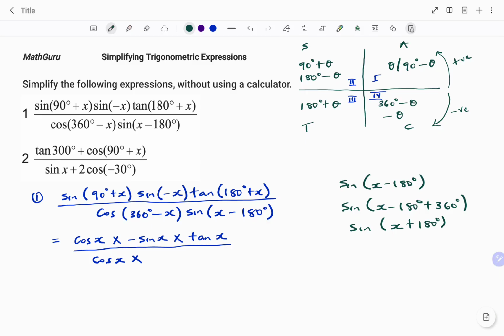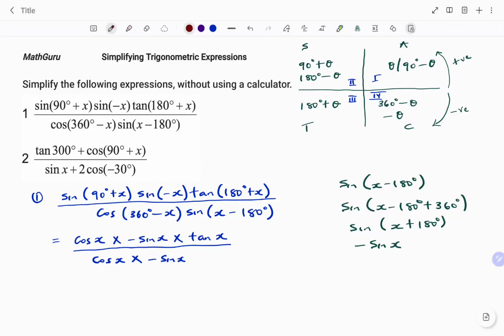If I go back to my CAST diagram, x plus 180 is the same as 180 plus theta, or plus x in this case. And you can see that in that quadrant, my sine is negative. So this is going to give me negative sine of x. So I'm going to change that in my expression. That will be times negative sine of x.